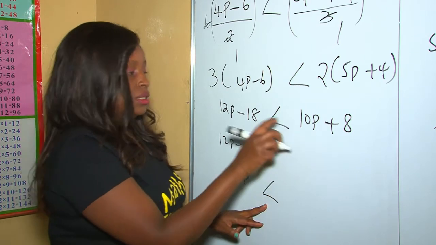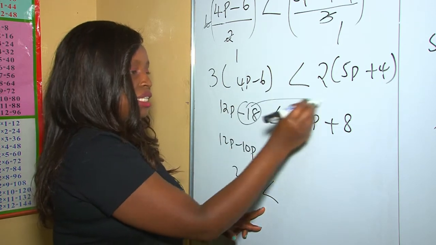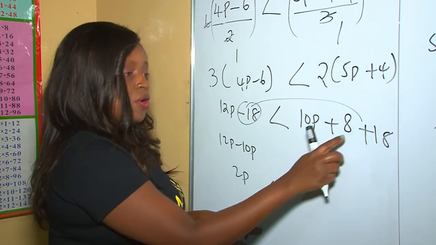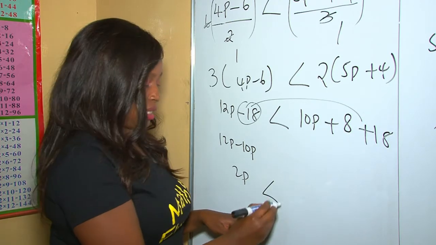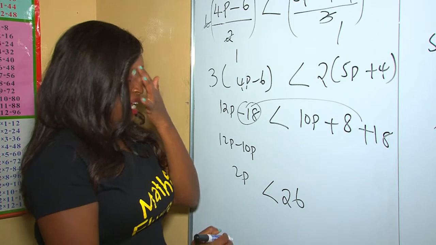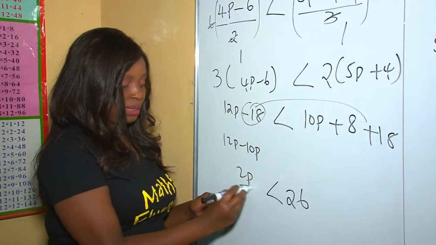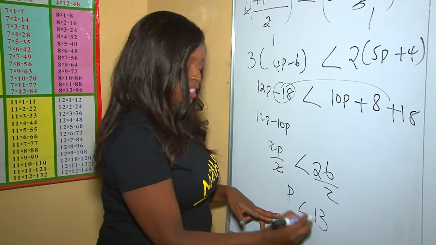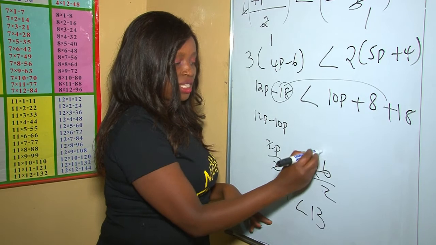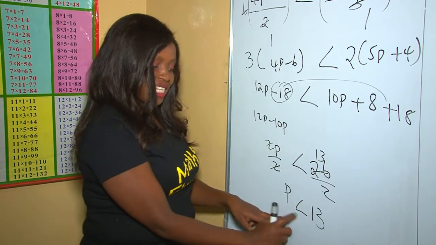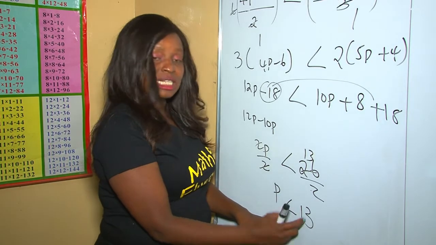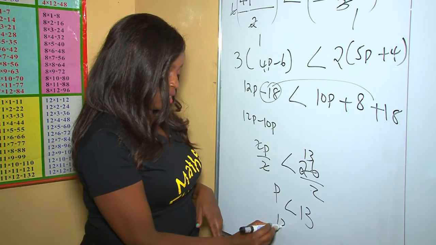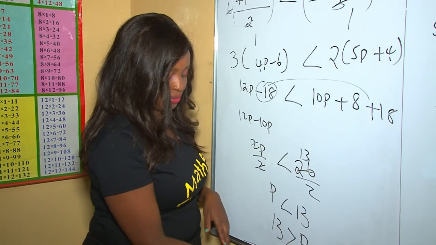Less than, when you take our 18 to the other side, it was taking away. When you cross the other side, it becomes addition. Therefore, 18 plus 8 is 26. Now we get the value of p. So we divide both sides by 2 to do away with these 2. And our p is less than 13. Because 26 divided by 2 is 13. So p is less than 13, meaning 13 is bigger than p. So also this answer can be written as 13 is greater than p.